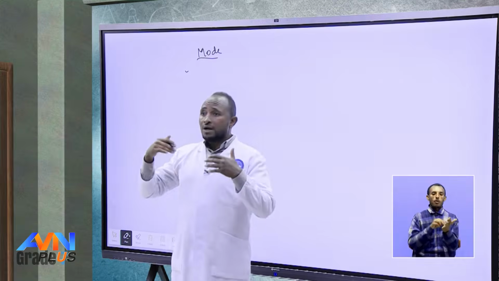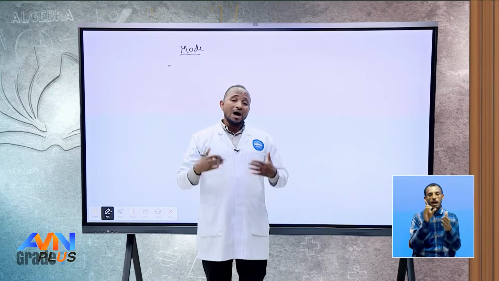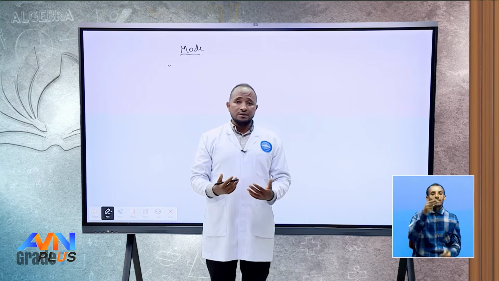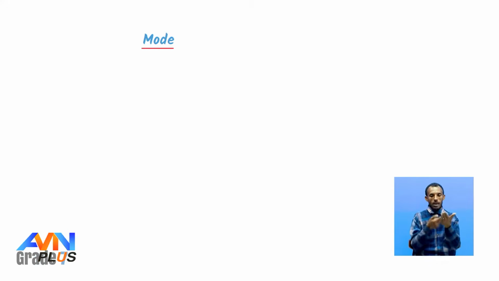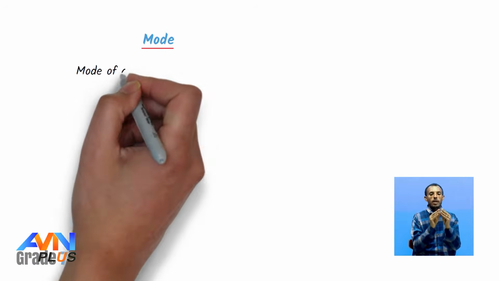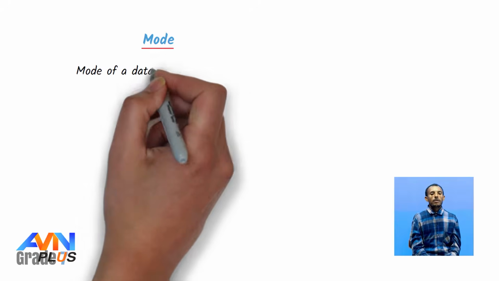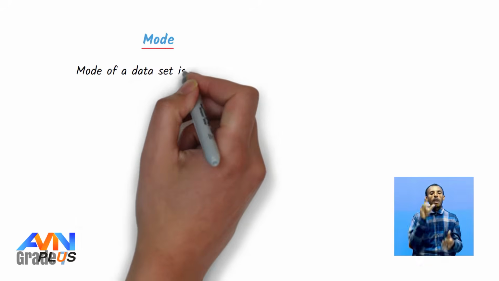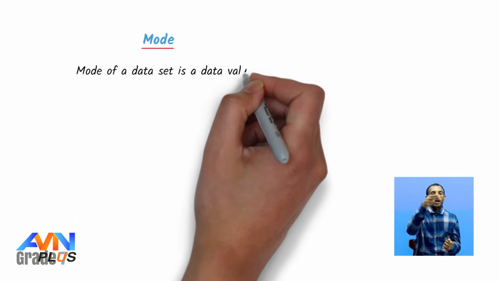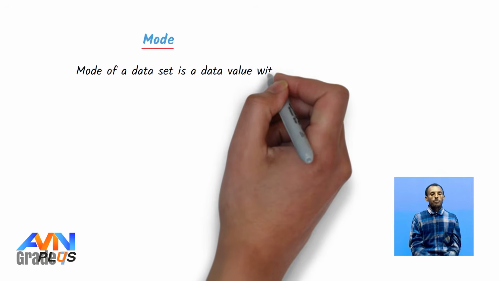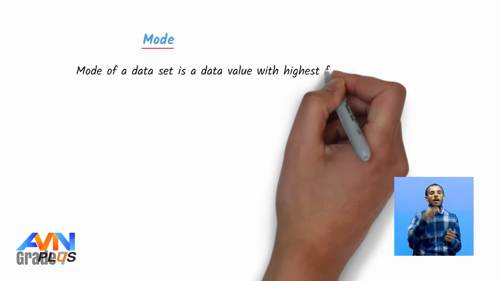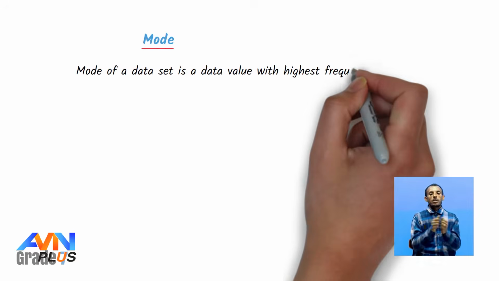Mode of a given data set is the data value with the highest frequency or highest number of appearance. Therefore, the mode of a data set is the data value with the highest frequency.